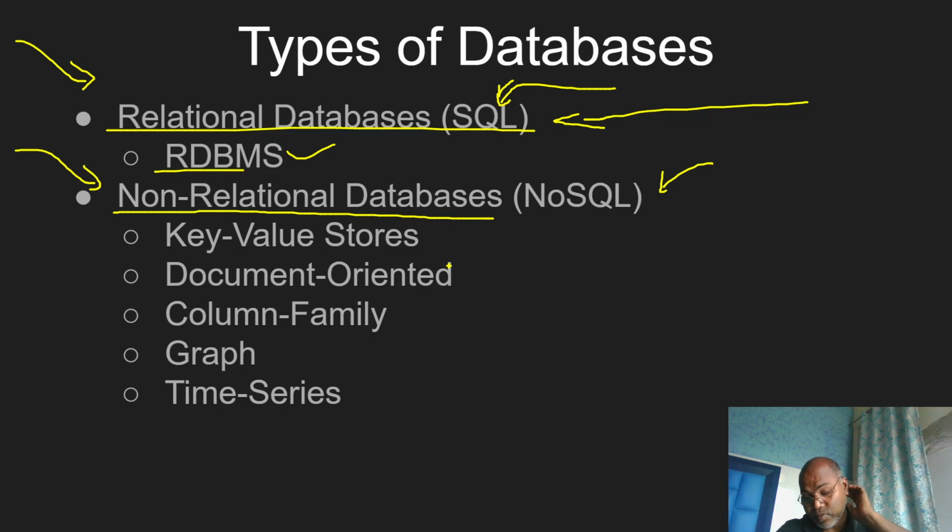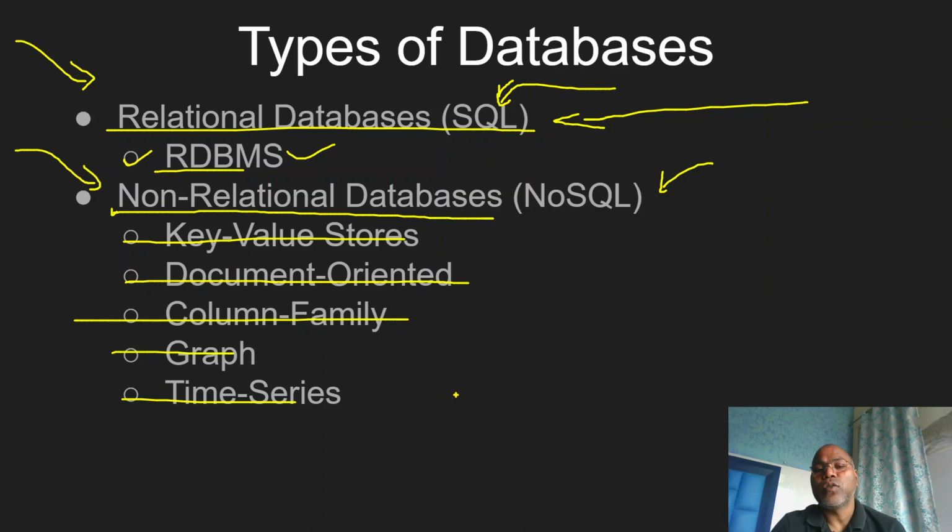Surely we are going to talk about each and every kind of database further, but you should be aware that one kind is the RDBMS relational database, and there are other non-relational databases like maybe key-value storage, maybe document-oriented, maybe column family database, maybe graph, maybe time series database. So these are the different kinds of database software systems available. These are all software systems, inbuilt systems. We are just going to use them.